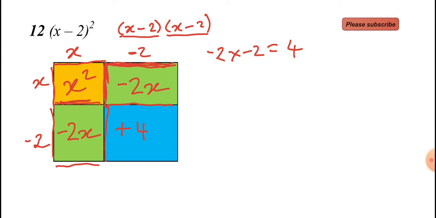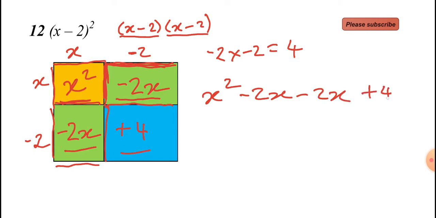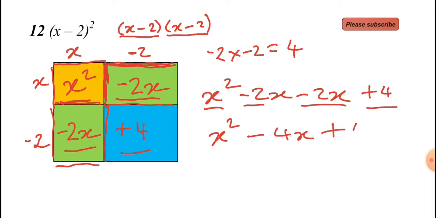So from the yellow square we get x squared. Then from here we get minus 2x. From here we get another minus 2x. And then from here we get plus 4. So x squared cannot be simplified, there's no collecting like terms there, so just copy that down. Minus 2x and minus 2x is minus 4x, and then the plus 4, just copy it down, there's no collecting like terms there.